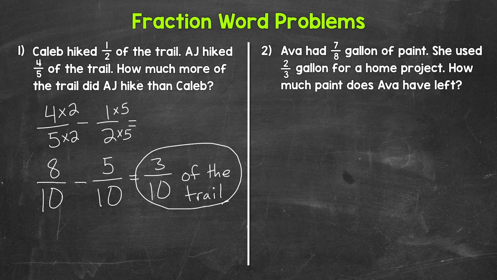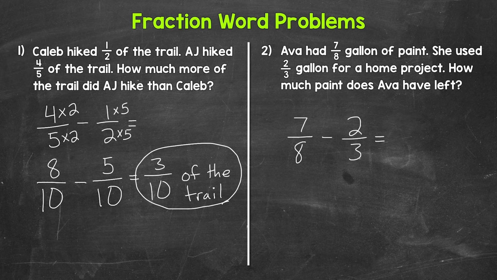Now let's move on to number 2, where we have Ava had 7/8 of a gallon of paint. She used 2/3 of a gallon for a home project. How much paint does Ava have left? So Ava started with 7/8 of a gallon of paint and then used 2/3 of a gallon. So we are subtracting here. We're starting with 7/8 of a gallon and subtracting 2/3 of a gallon to see how much paint is left.